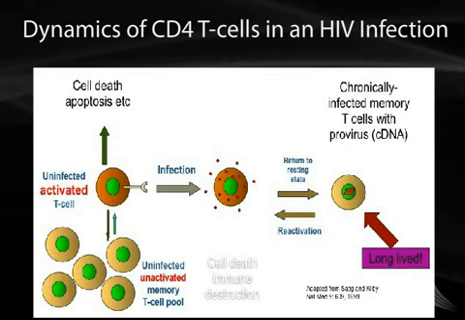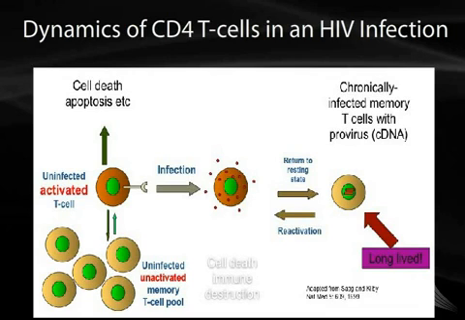Dynamics of CD4 positive T cells in an HIV infection. So this picture talks about what happens with HIV and T cells. If you have an uninfected activated T cell, it can go on to become infected, in which it returns to its resting state and is long-lived, holding the virus. That's the chronically infected memory T cells with provirus DNA. We don't like that very much.